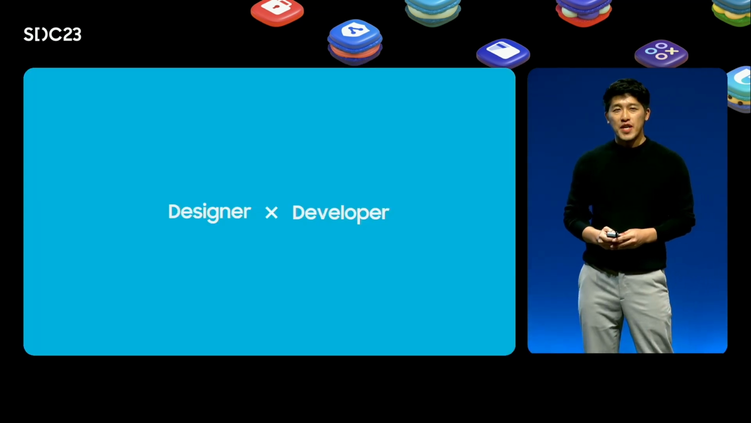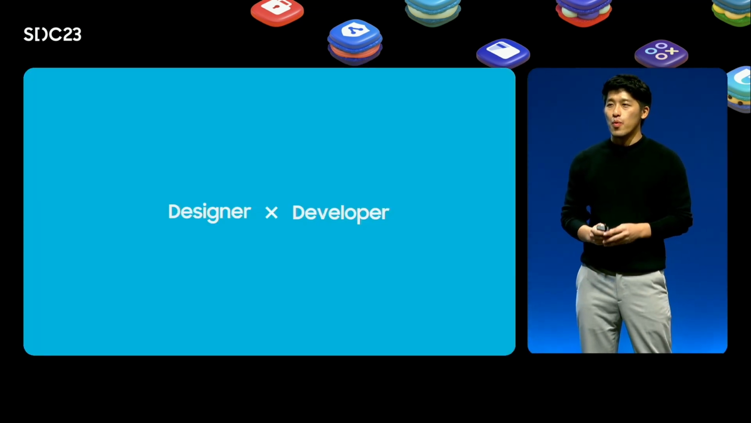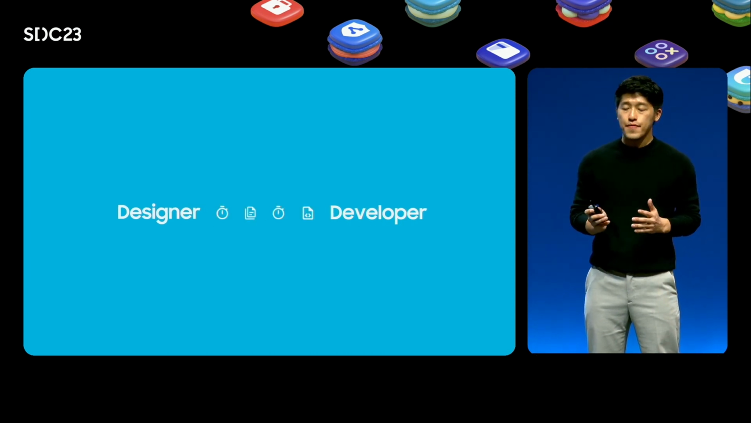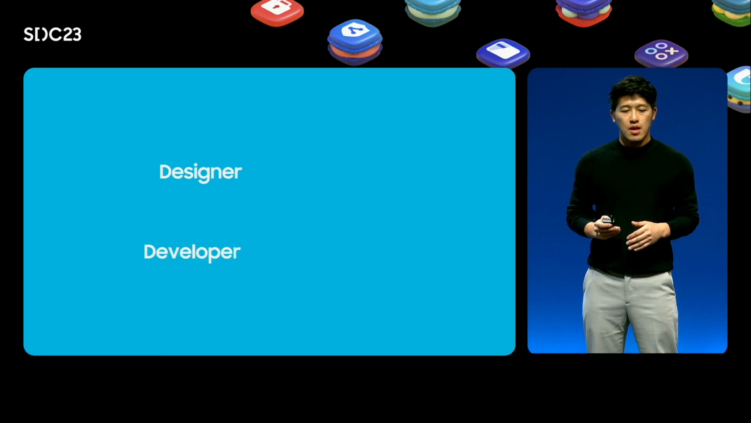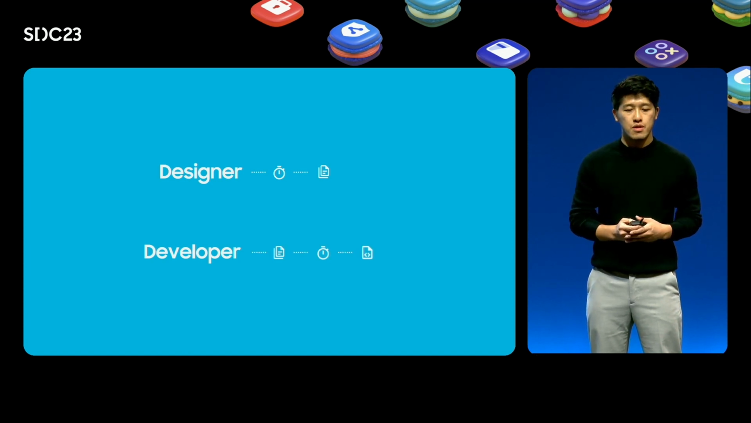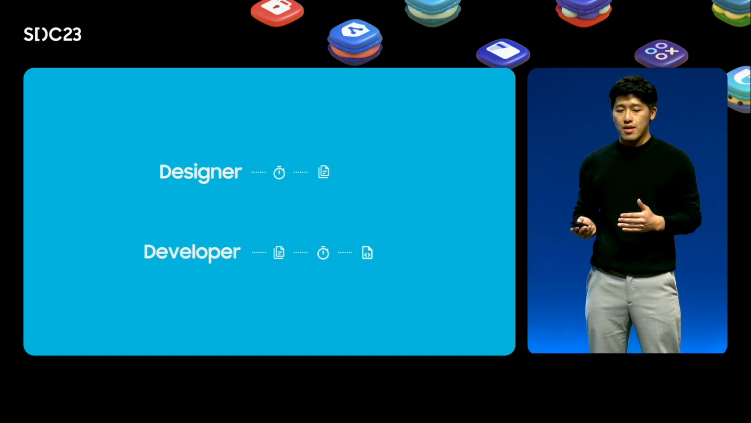Hi, I'm Dongwon, UX engineer in UX team. In the world of app development, the bridge between designers and developers is full of challenges. Traditionally, designers spend a lot of time and effort, and they hand it off to the developer, then the developer translates it into code. This process is standard, but it has inefficiencies.